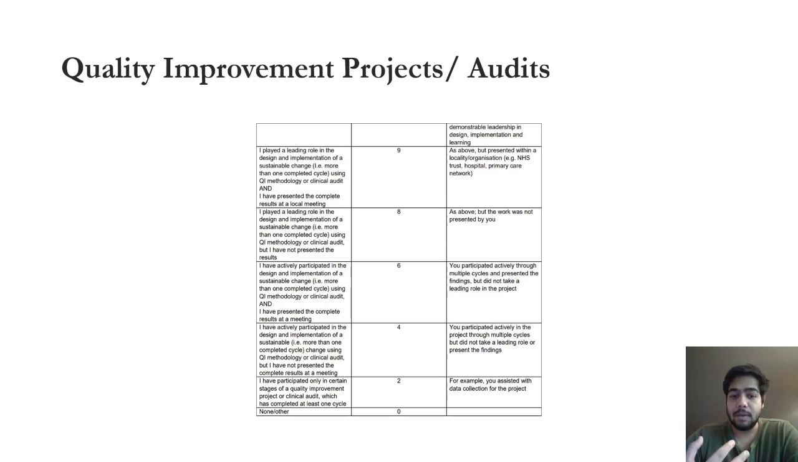If you have played an active role but you have not presented the complete results at a meeting, you get a score of 4. And if you have participated in only certain stages of a QIP or clinical audit, which has completed at least one cycle, then you get a score of 2. And if you have not done any of these, you get a score of 0.